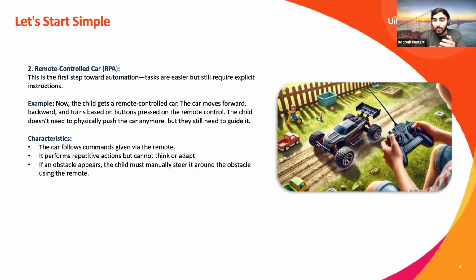Now, the third part is, if an obstacle appears, the child must manually steer it around the obstacle using the remote. Like I'm riding a car in a park, and a person comes in front of me on the road, so I have to divert my car and go around. There is no mind of its own to bypass it directly. So the same way we do in RPA.